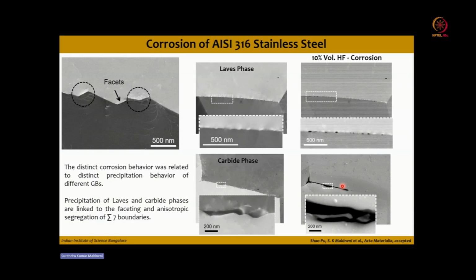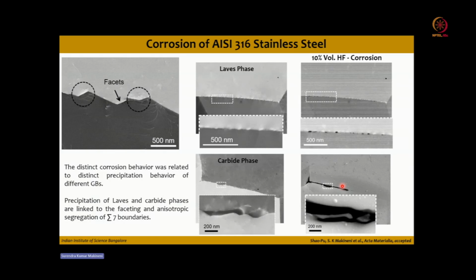Remember, in atom probe, we see that the moly is segregated in a periodic way, in a faceted way. This segregation of moly leads to the formation of Laves phases at those locations, and wherever the precipitate lean regions are, there it forms the carbide phases, due to which there is an electropotential difference and the corrosion takes place at a very high rate.